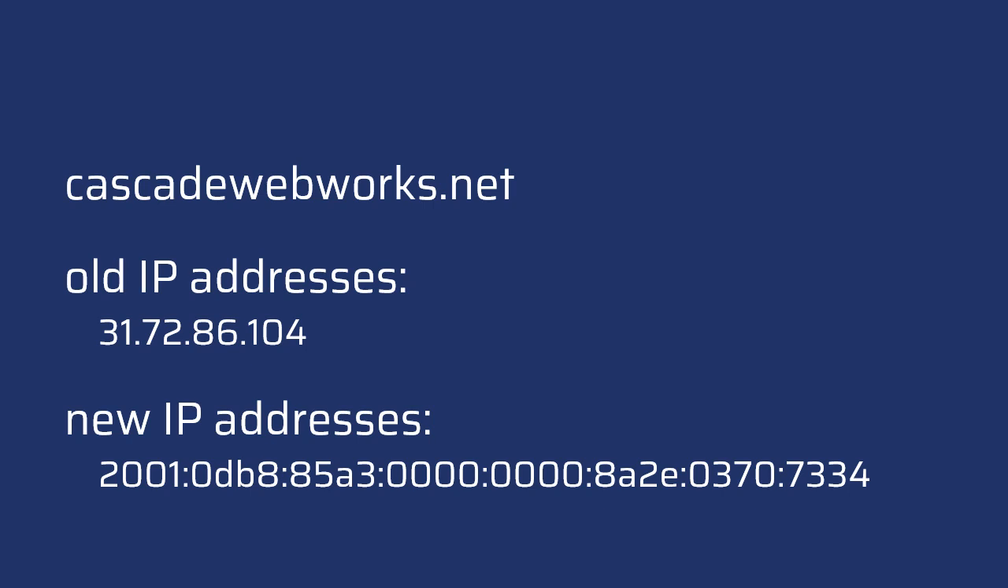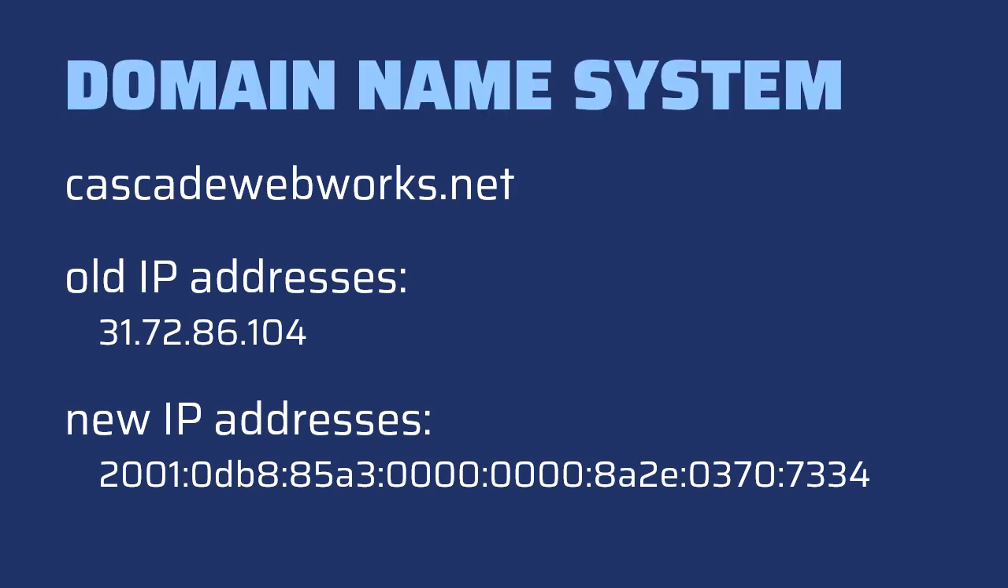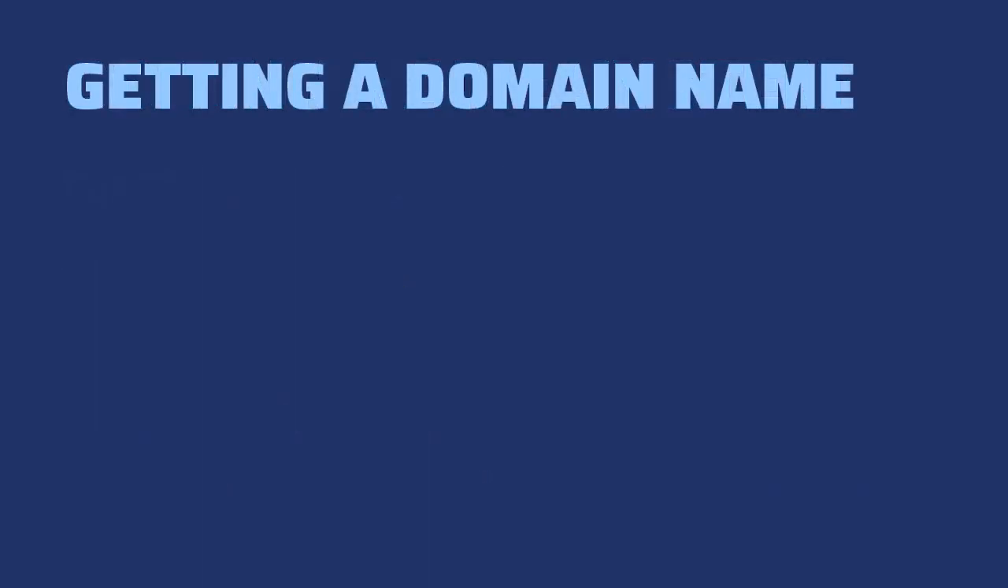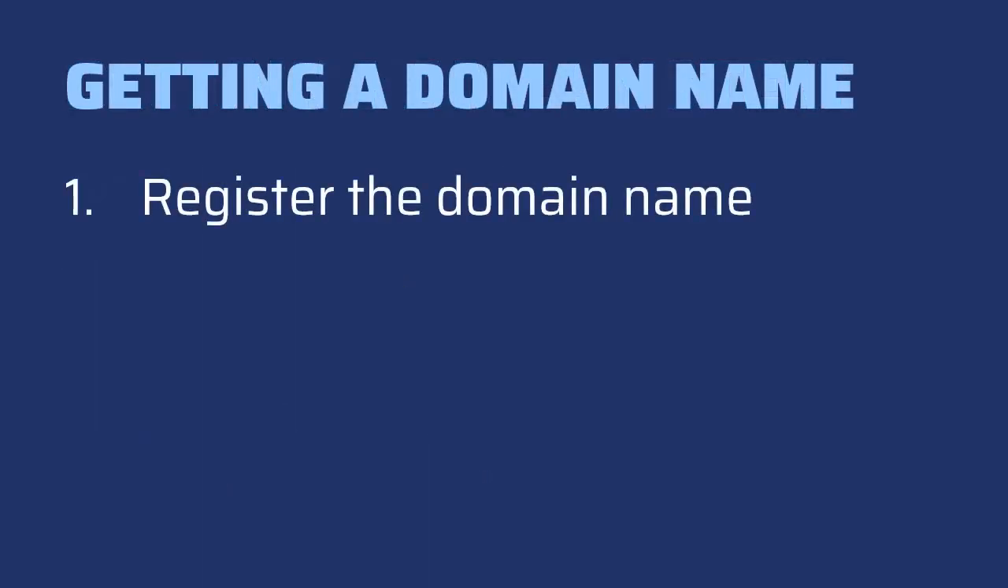So when your computer tries to access some resource on the Internet, it will likely be looking for something like www.cascadewebworks.net rather than 31.72.86.104. This mapping of words to numbers is one of the main functions of the Domain Name System, or DNS. The first step in getting a domain name is creating an entry in the system by registering to use a particular set of words and then paying the yearly registration fee.